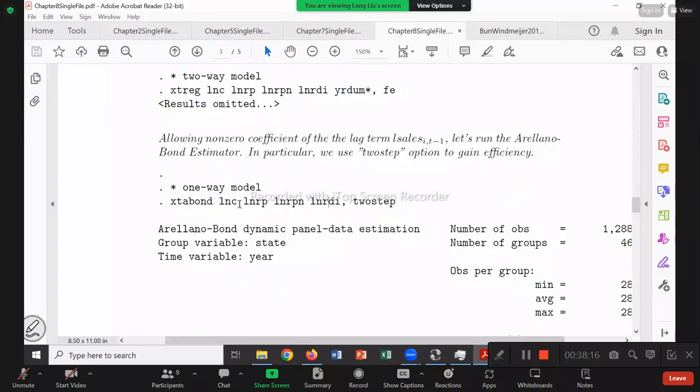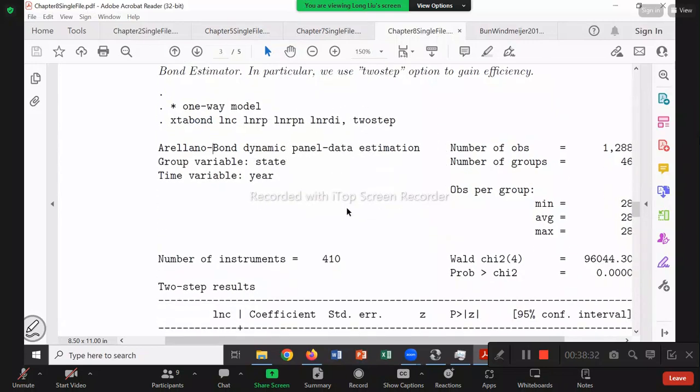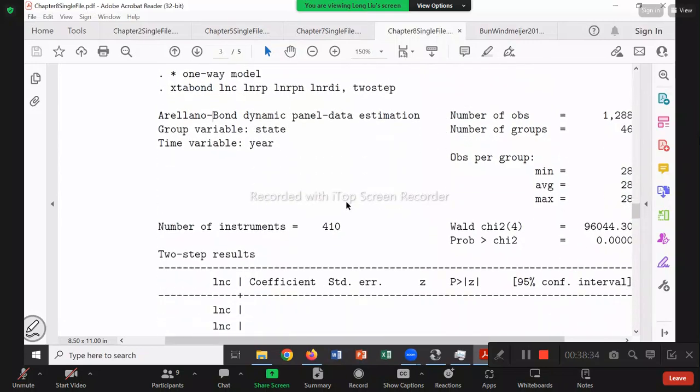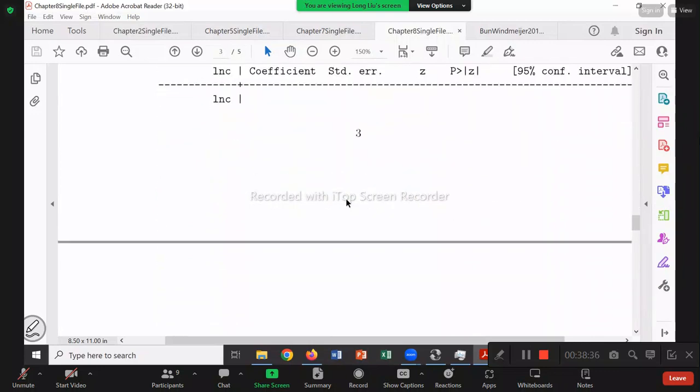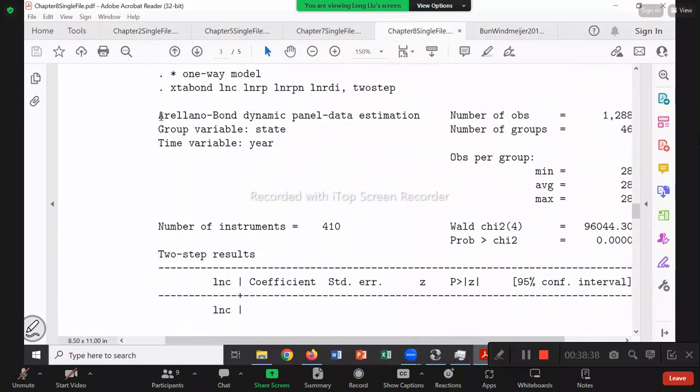The computer is going to automatically create a lag and put it in our regressors, so you don't have to create a lag term yourself. By using xtabond, the computer automatically creates the lag term and reports the coefficient. Let's check it out. By the way, the computer says our result is the Arellano-Bond dynamic panel data estimation.